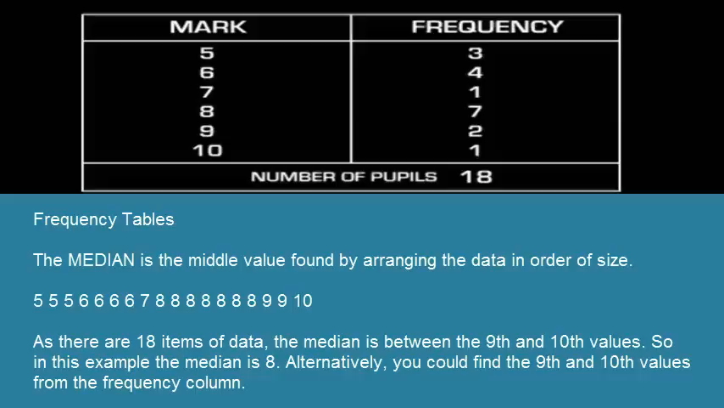As there are 18 items of data, the median is between the 9th and 10th values. So in this example the median is 8. Alternatively, you could find the 9th and 10th values from the frequency column.